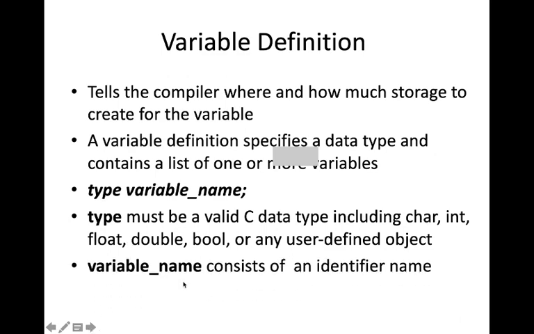Then the variable name consists of an identifier name. So it can be any identifier name. It can be ABC or number1, number2, like that. It can be anything.